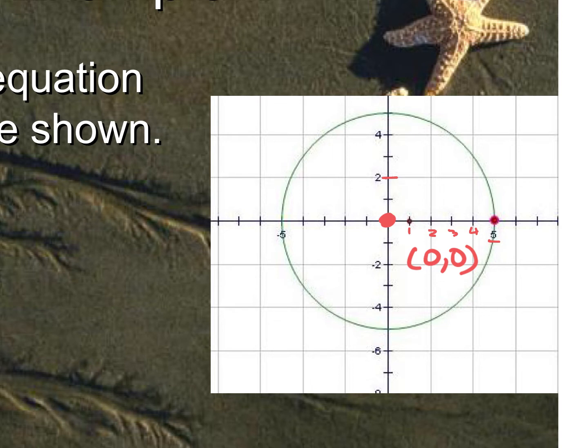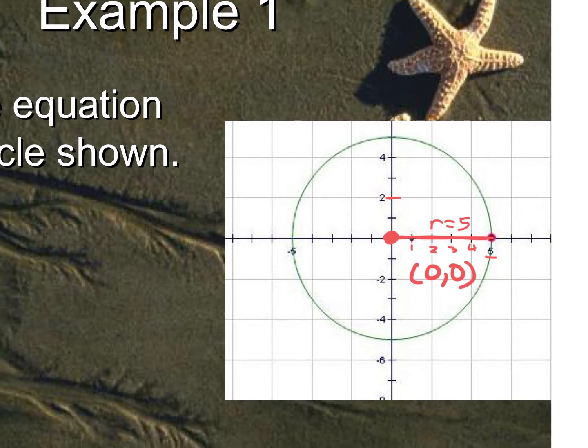To figure out the length of the radius, I can count the squares of the horizontal segment for the radius. So this would be a radius. Notice it goes up to 5. I could also count the squares vertically, and I could count up this way and see that this also has a radius length of 5. Remember, no matter where the radii is drawn in your circle, it's always going to be the same length.